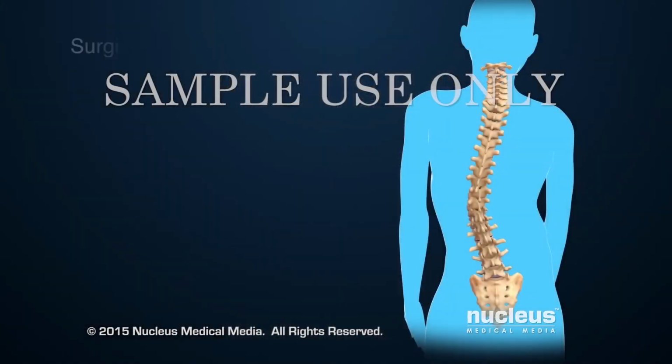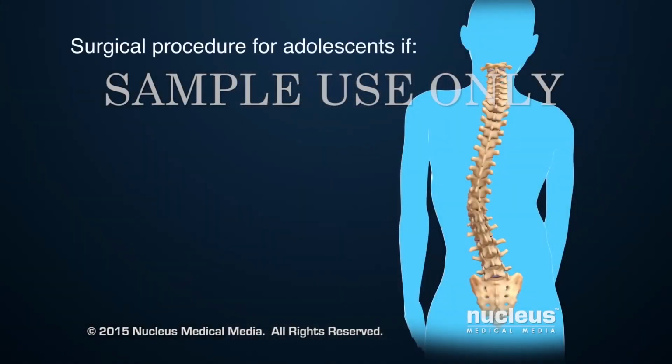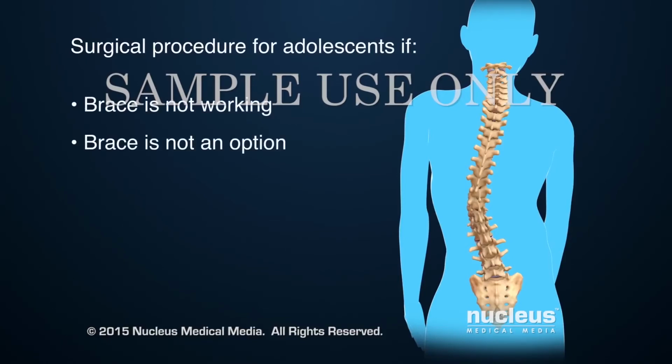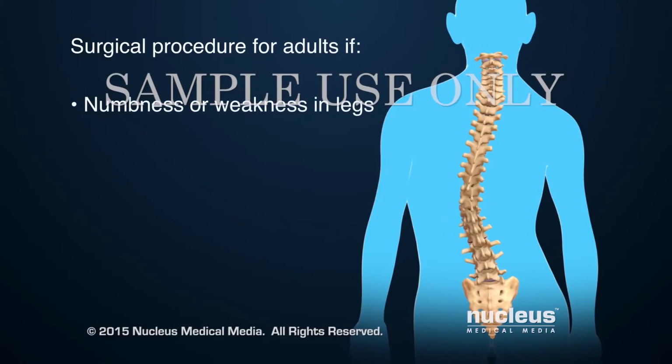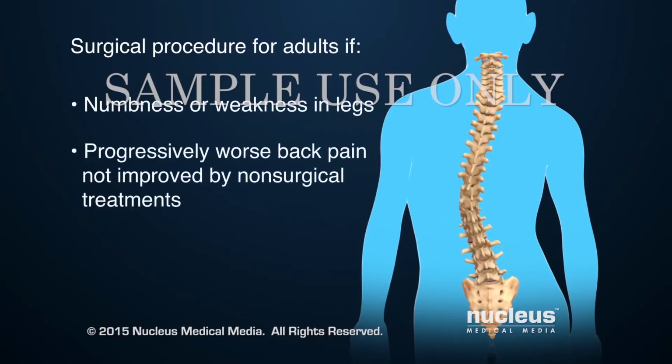For an adolescent, a surgical procedure may be necessary if the brace isn't working, or if a brace is not an option. For an adult with scoliosis, a surgical procedure may be necessary if they are experiencing numbness or weakness in their legs, or if they're having progressively worse back pain that does not improve with non-surgical treatments.